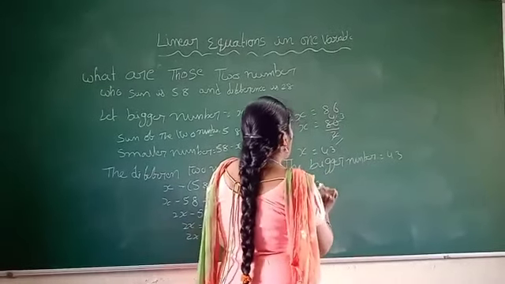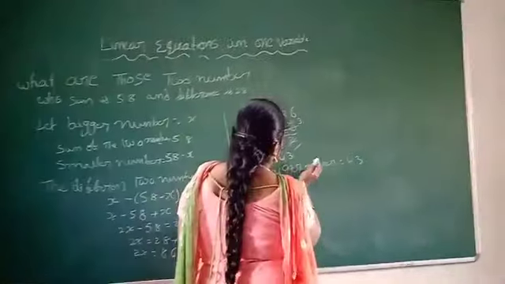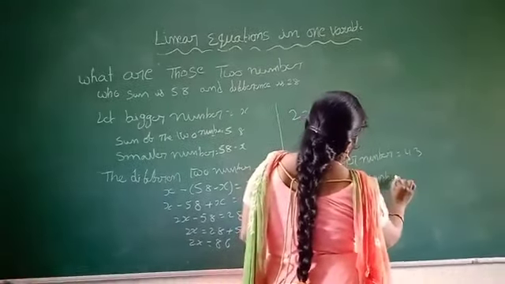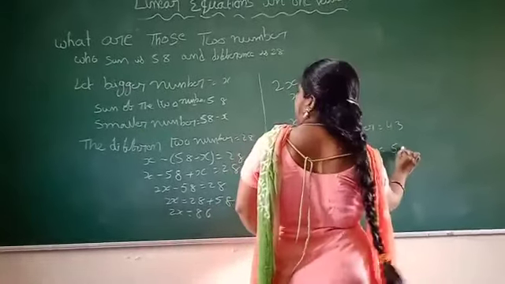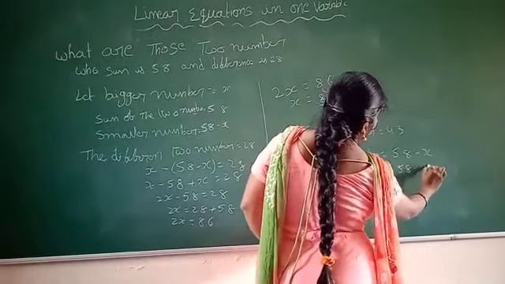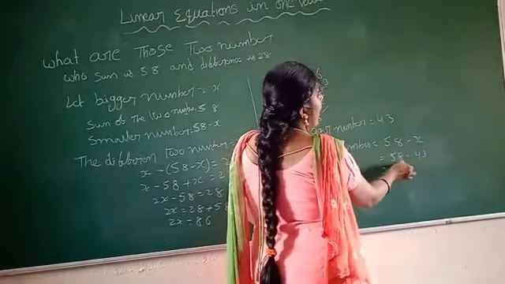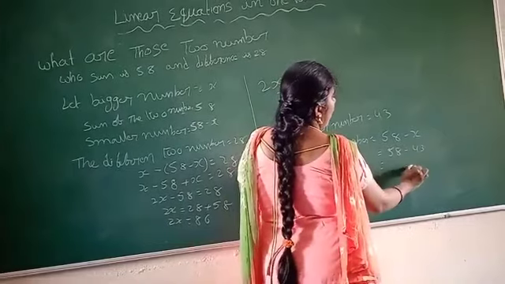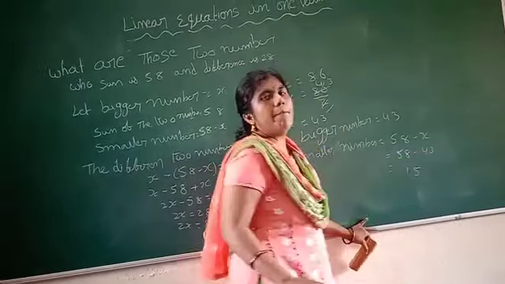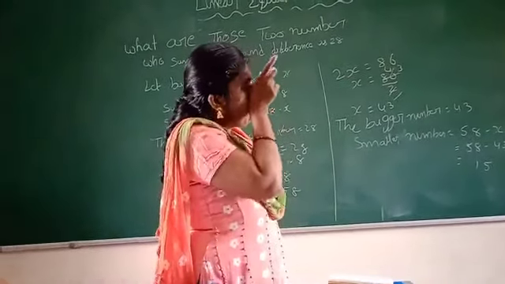Next, the smaller number is 58 minus 43. 58 minus 43: 8 minus 3 is 5, 5 minus 4 is 1. The smaller number equals 15.